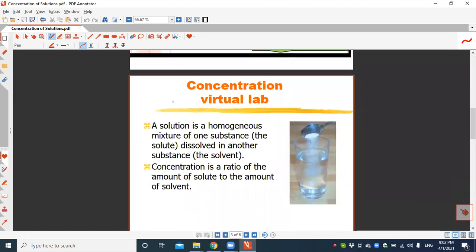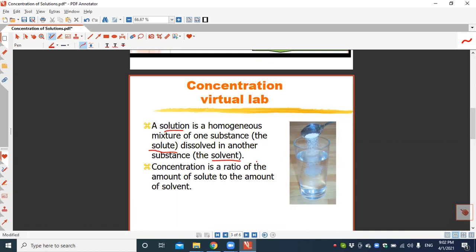So today I will choose one of the important experiments in our lab. It's called concentration. As we know, when you prepare any solution, we need two substances. One of them is called the solute, and the other is called the solvent. Sometimes the concentration may be high or low, but this is called a qualitative expression, high or low.